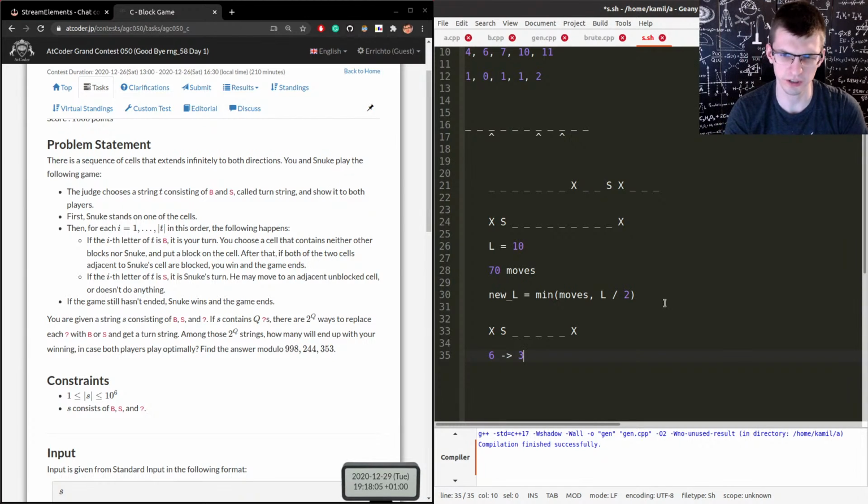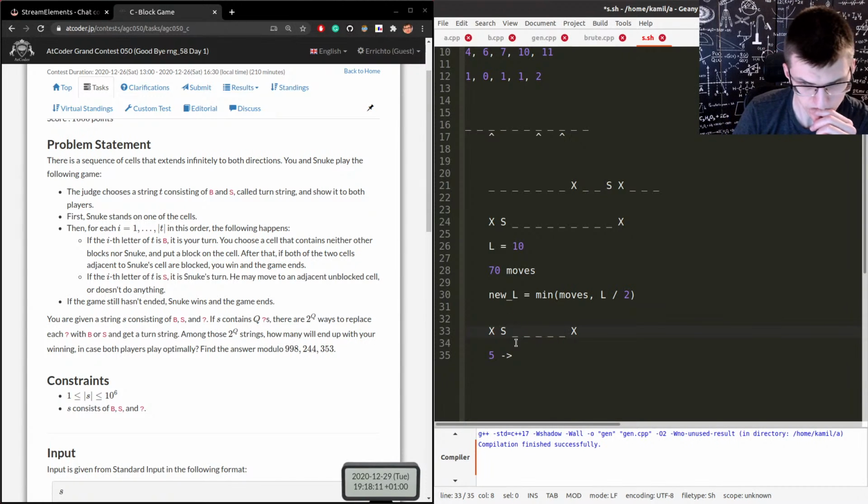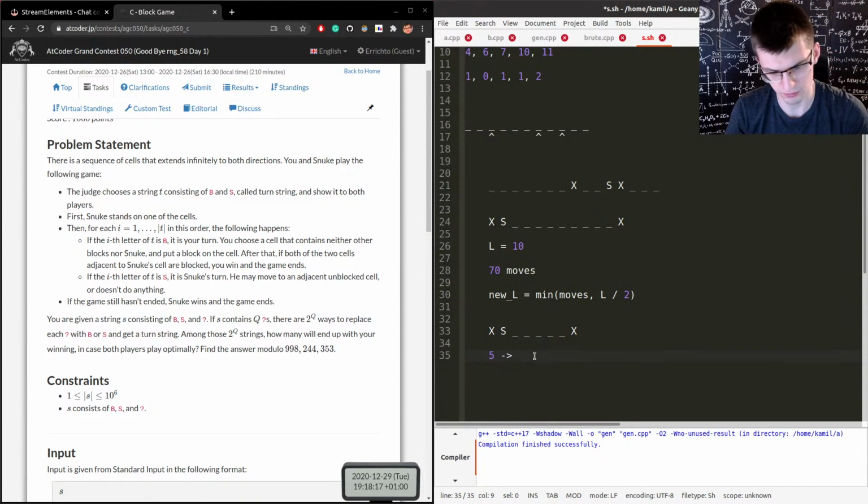Maybe we should talk about the number of empty cells in the interval. From 5, if he moves here, then we will cut him down to 2. Unless he doesn't have enough moves. Like if he has 0 moves, then this. Alright, so new empty is mean of moves and empty over 2. I think that's the formula.